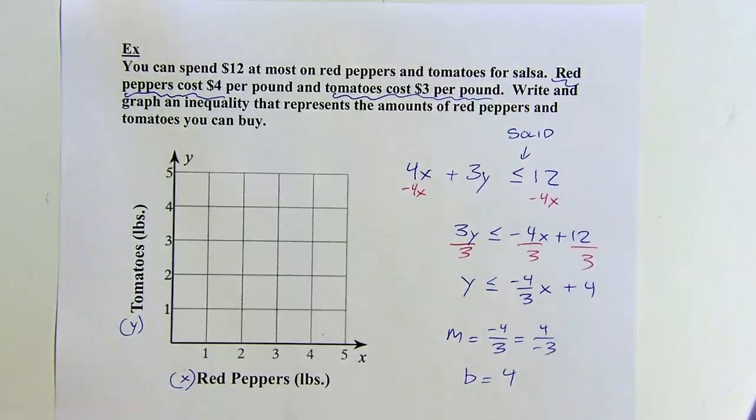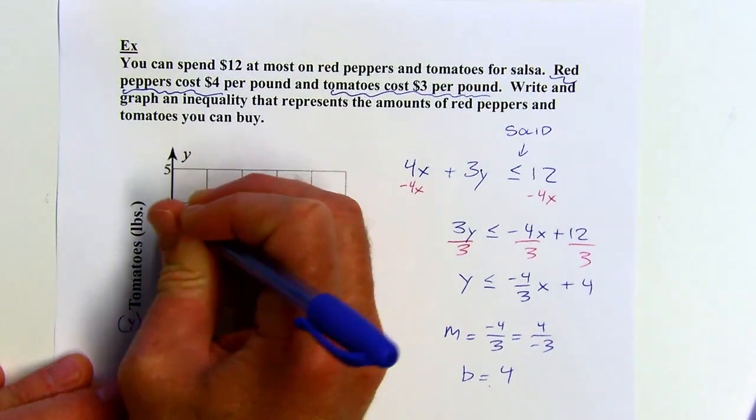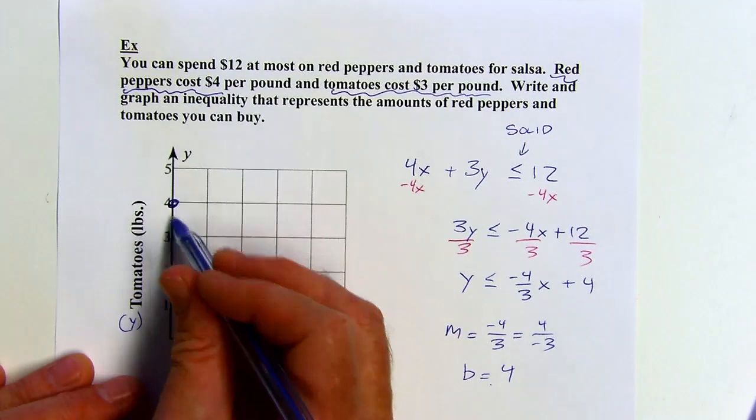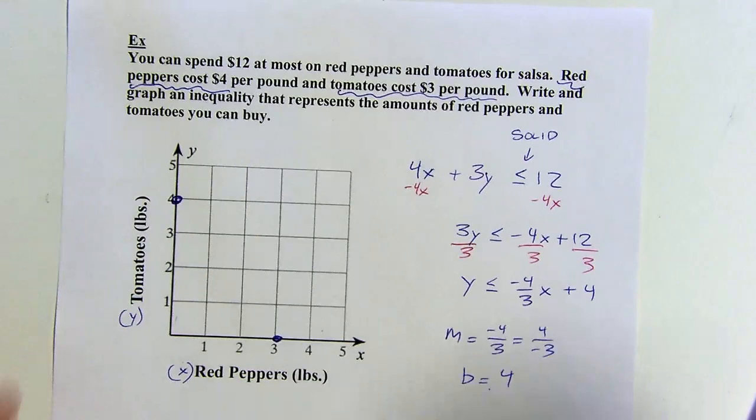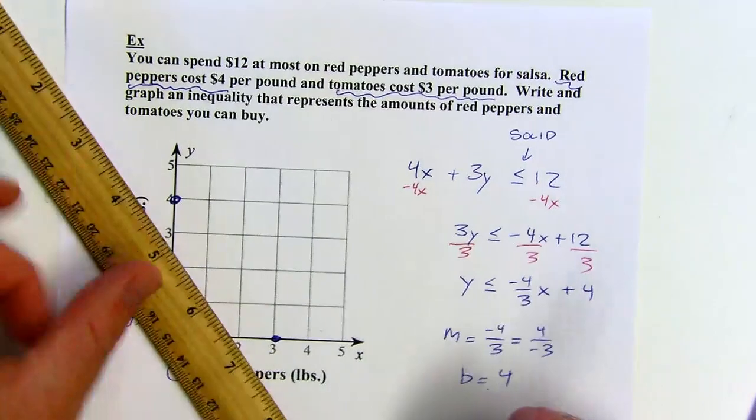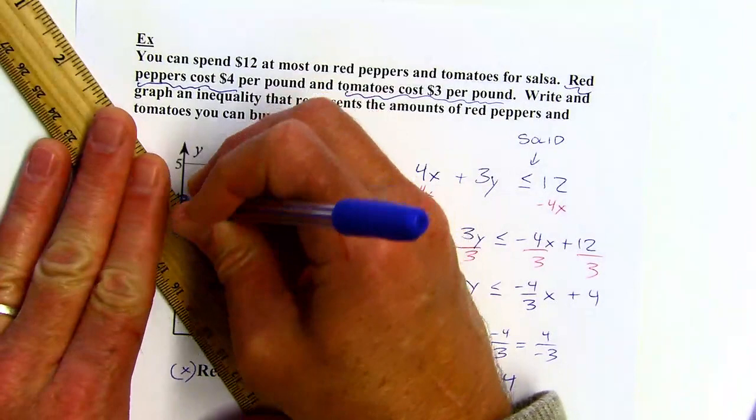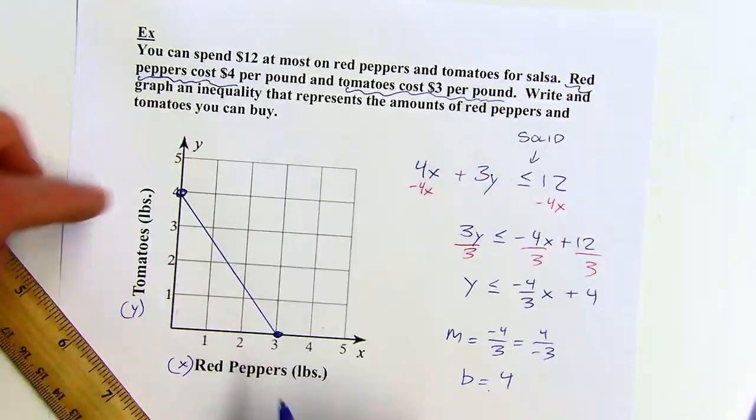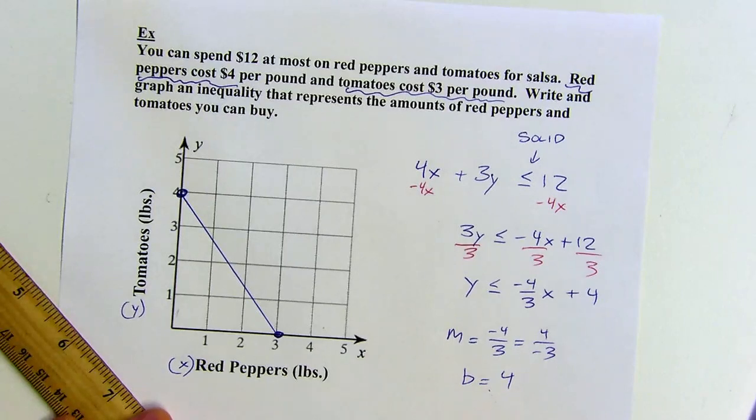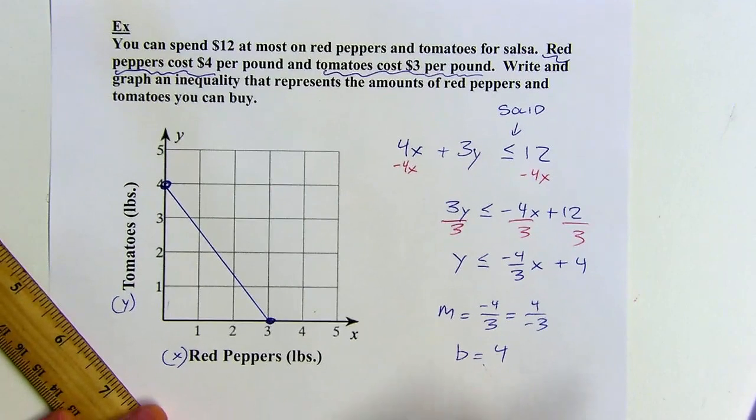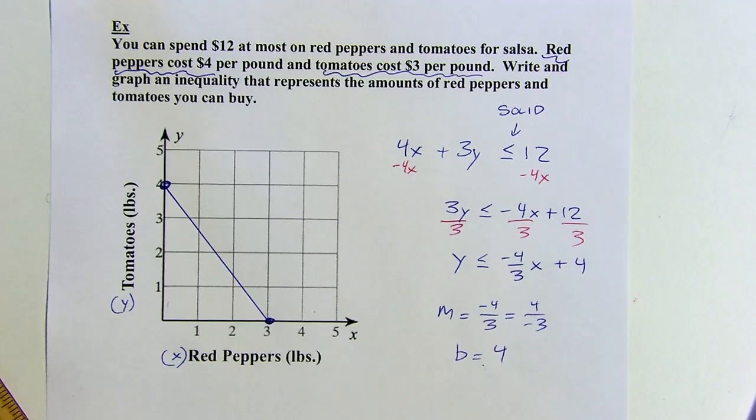And I'm going to do this with a solid line. So yeah, y-intercept of 4, and from there I'm going to go down 4, to the right 3, okay? And then I'm going to connect those. This time I'm going to use a line segment because, again, I can't go into the negatives on either of those variables. And then I've got to shade one side of this to see all the combinations, okay?